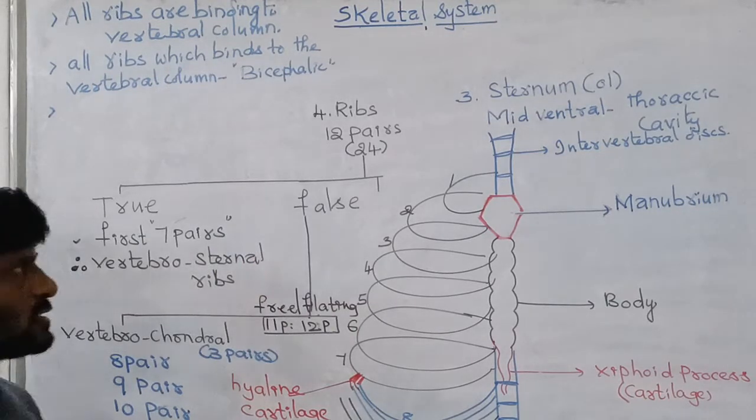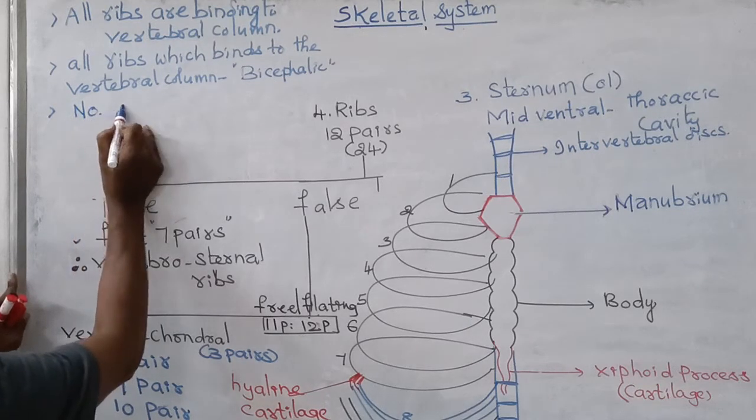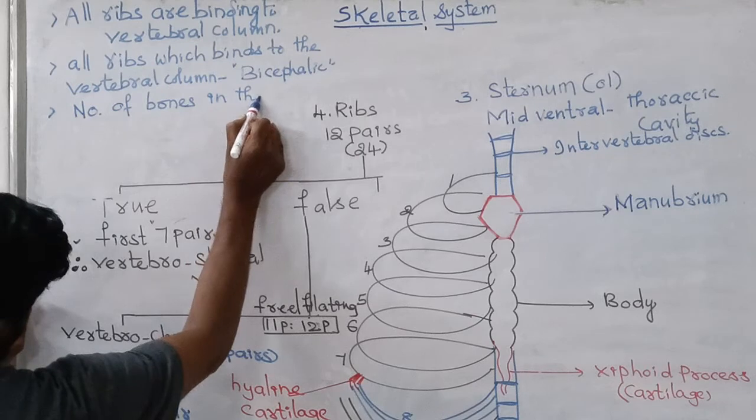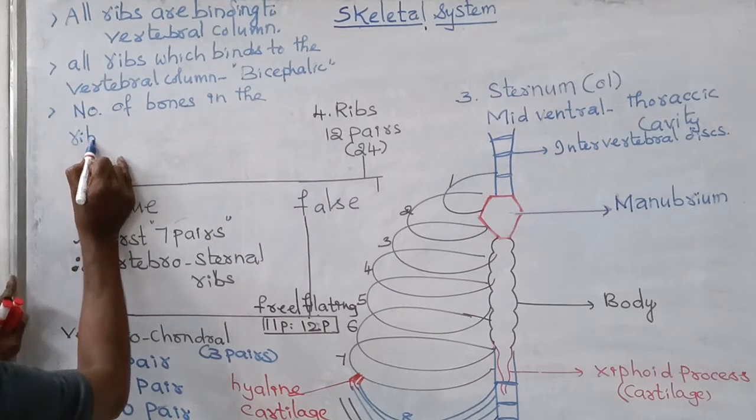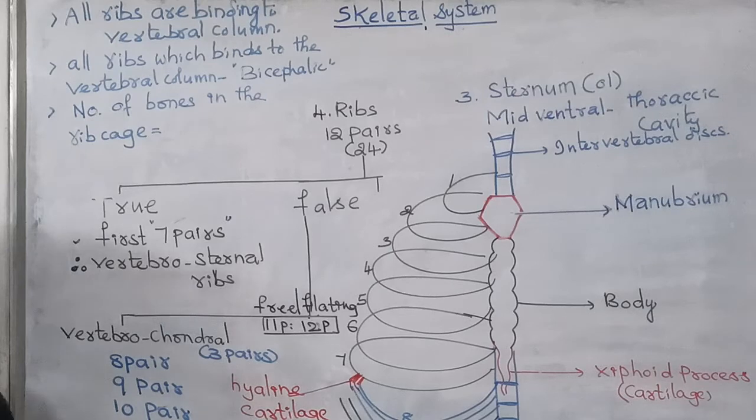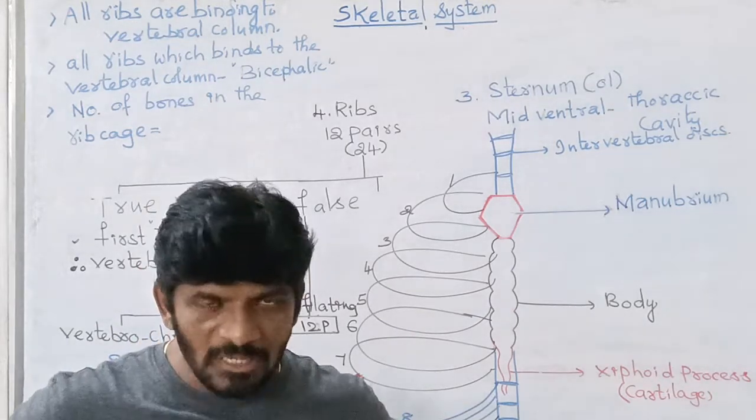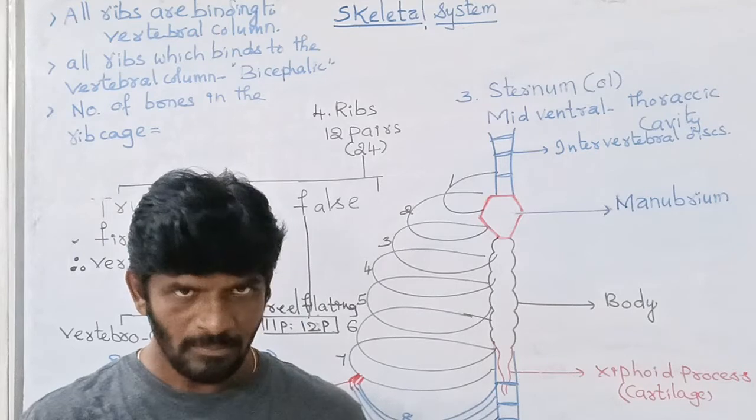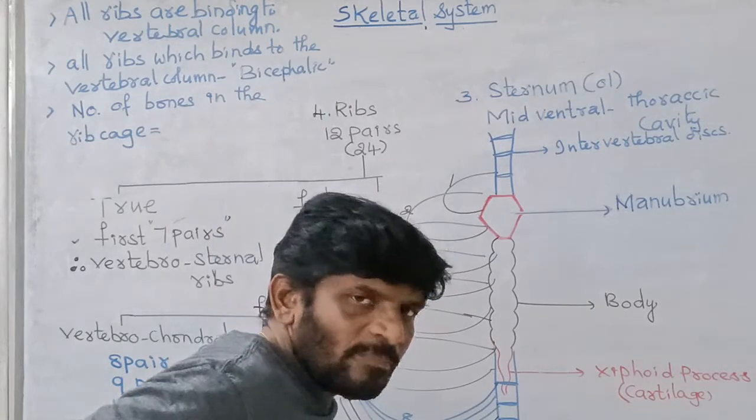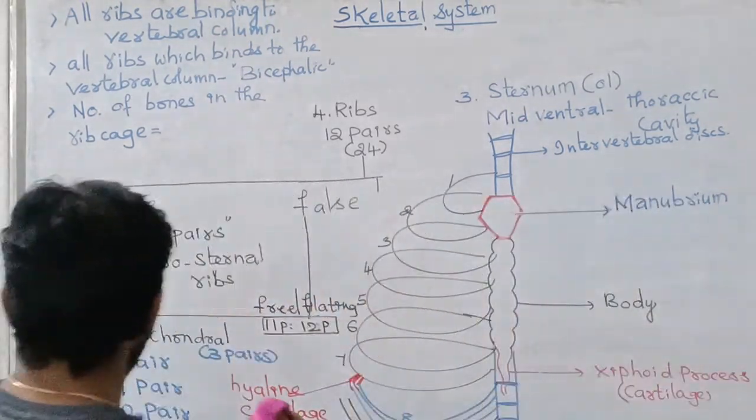And coming to the last point, the total number of bones present in the rib cage of man, how many are there? Before I discuss the number of bones in the rib cage, what is the rib cage? Rib cage means 12 pairs of ribs, equal to 24, plus a single sternum, 25, and the ribs are attaching to only the thoracic vertebrae. So thoracic vertebrae, sternum plus ribs is equal to the rib cage. Therefore, how many bones are in the rib cage of man?